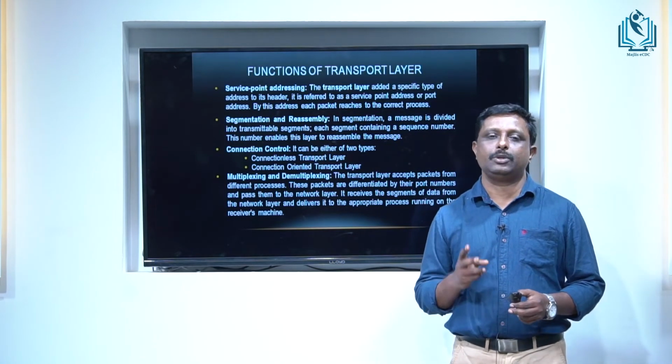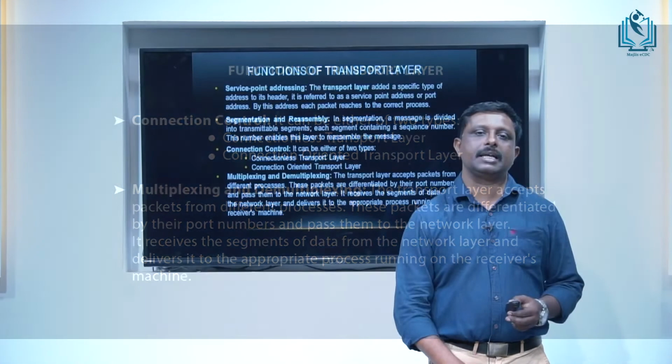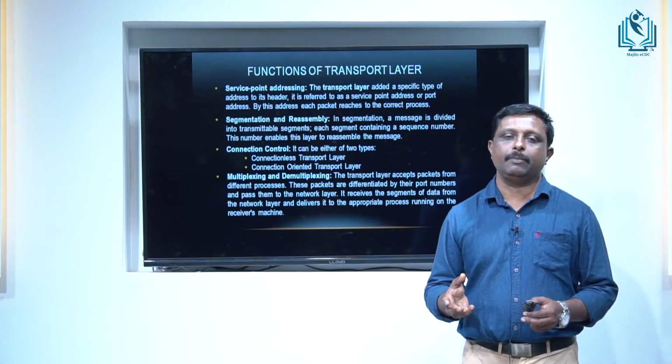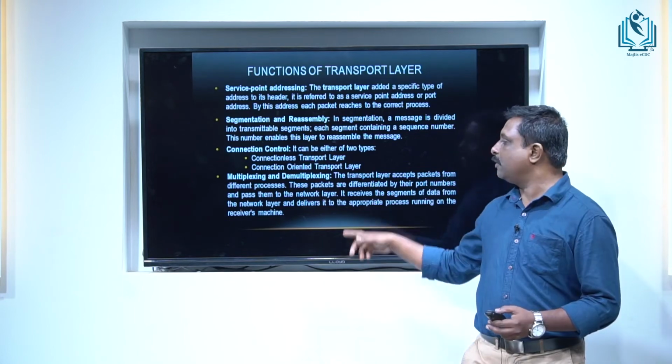The transport layer provides two types of services: connectionless and connection-oriented services. The next one is multiplexing and demultiplexing. Multiplexing means the transport layer accepts packets from different processes, differentiates them by using port numbers, and sends them to the network layer.